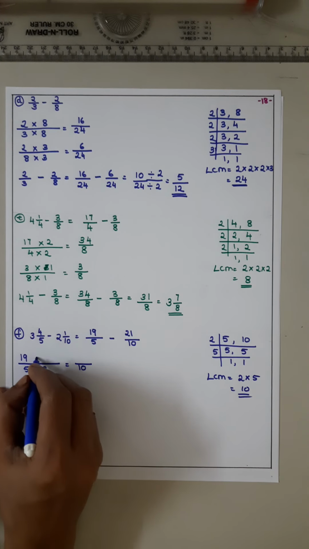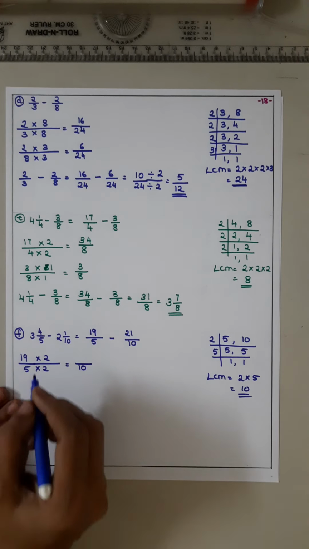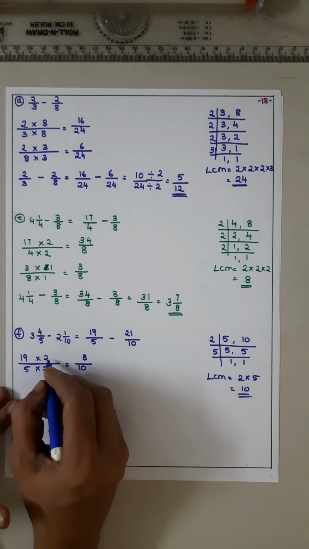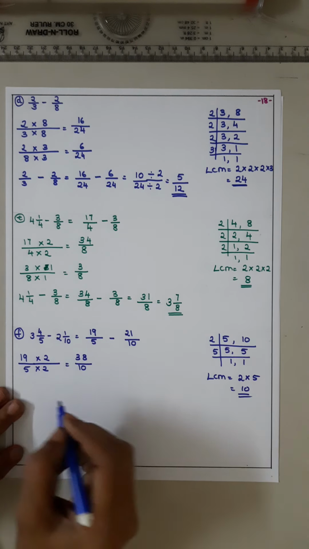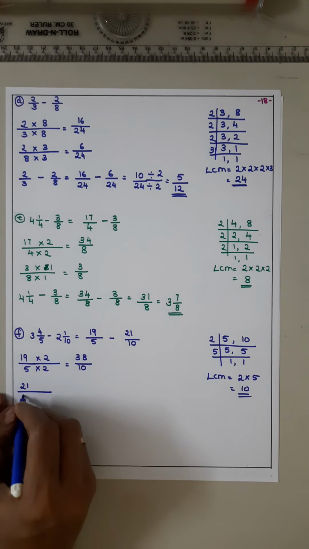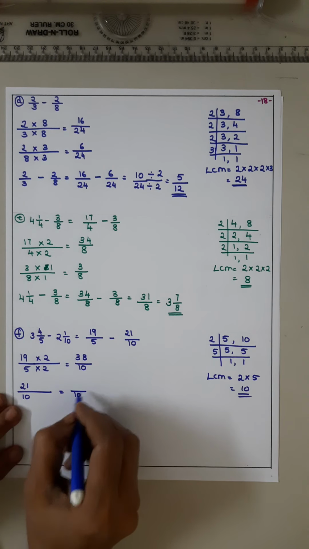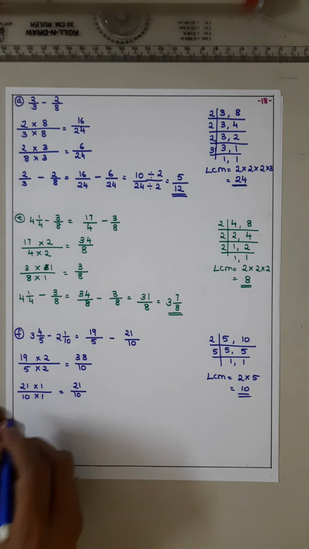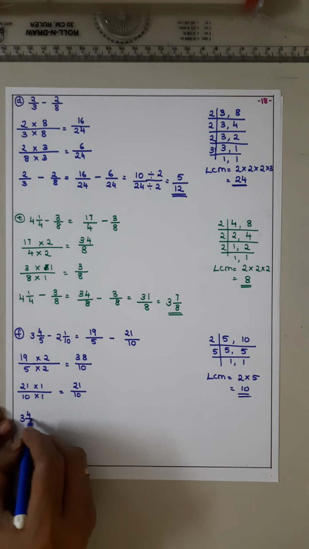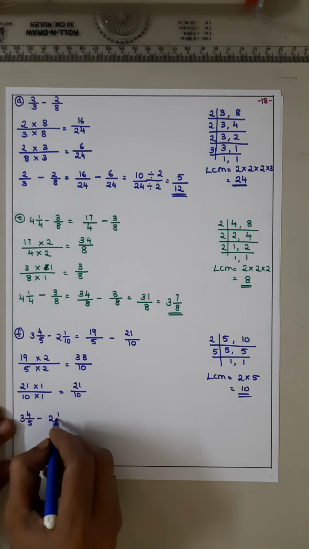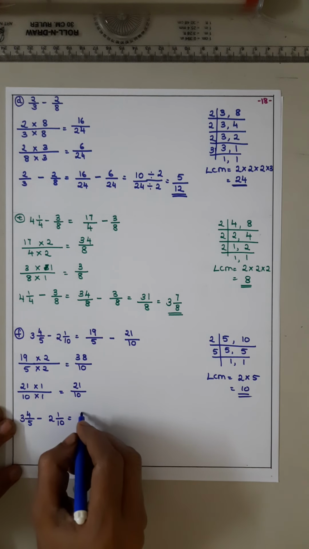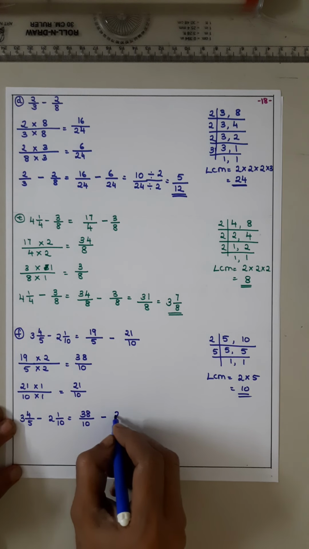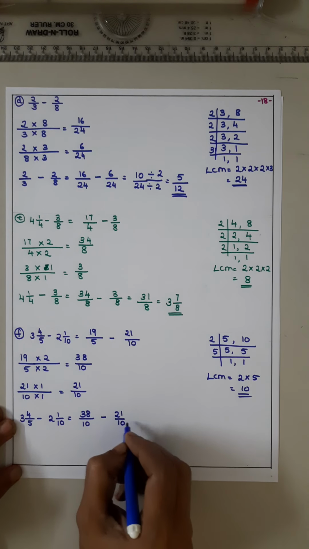5 2s are 10, 19 2s are 2 9s are 18, 1 in hand, 2 1s are 2 plus 1, 3. Now 21 by 10. 10 1s are 21, 1s are 21. Write the main question. 3 4 by 5 minus 2 1 by 10. How much is it? First number it came up to 38 by 10 and second number is 21 by 10.